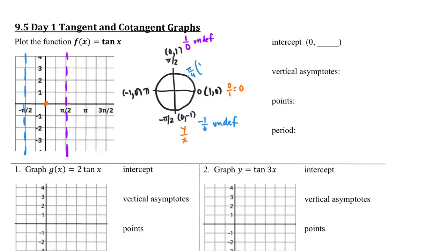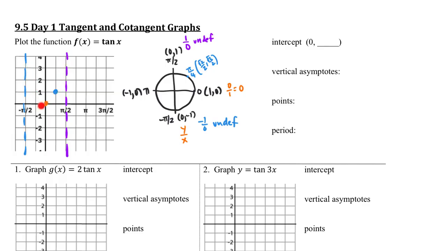Okay, the ordered pair at pi over 4 is root 2 over 2, root 2 over 2. Okay, tangent is y over x. If I do root 2 over 2 divided by root 2 over 2, I get 1. So the ordered pair at pi over 4 is 1. Okay, that's helping because I know it's going to go towards the asymptote. It's going to go here.